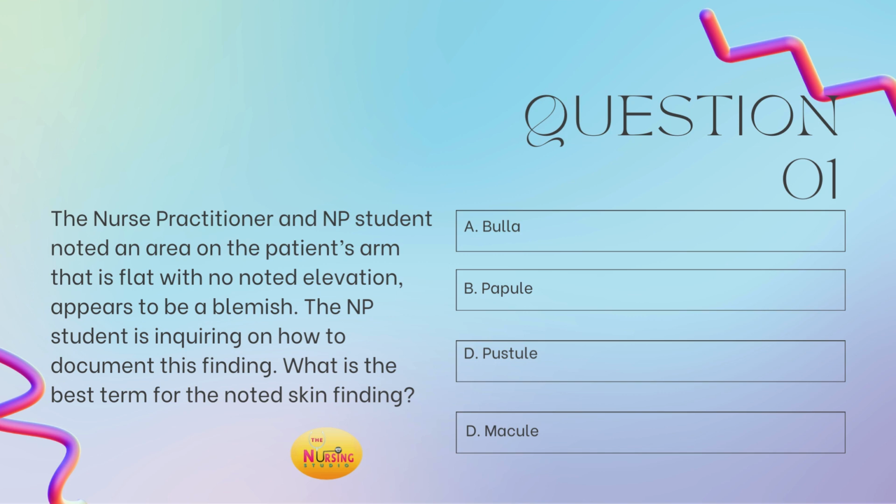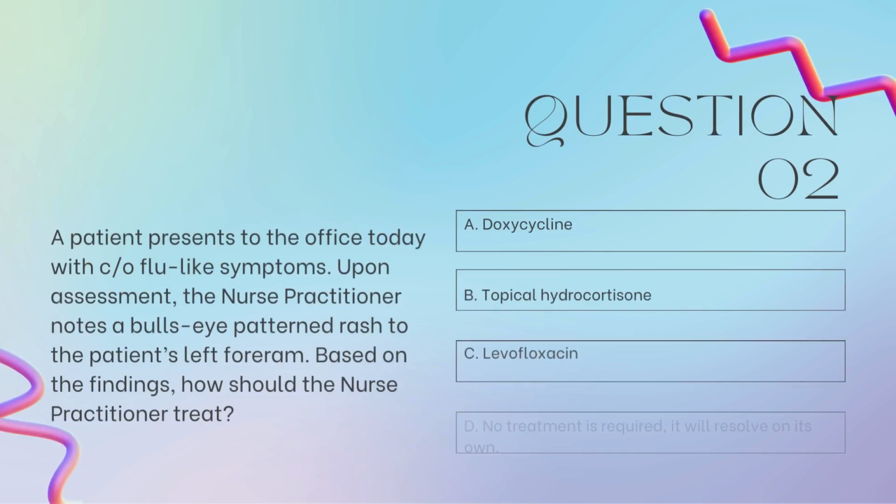It's not elevated. It flows with the skin, and I say think MAC makeup because we use MAC makeup to cover our blemishes. So macule, flat, no elevation, okay? All right, question number 2.